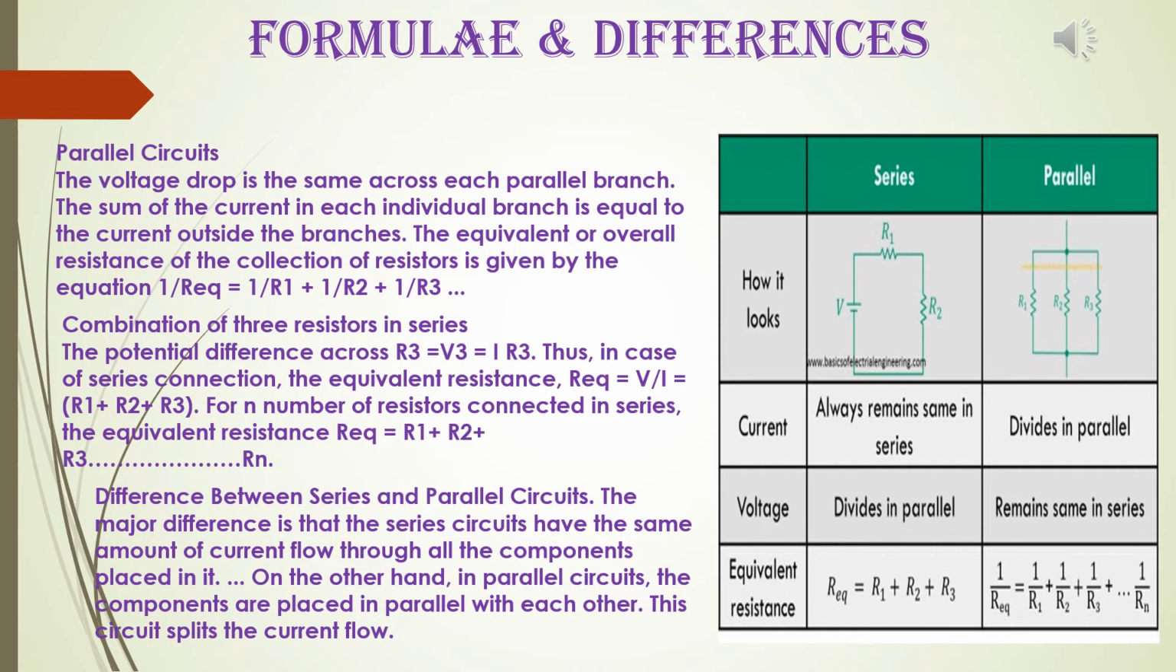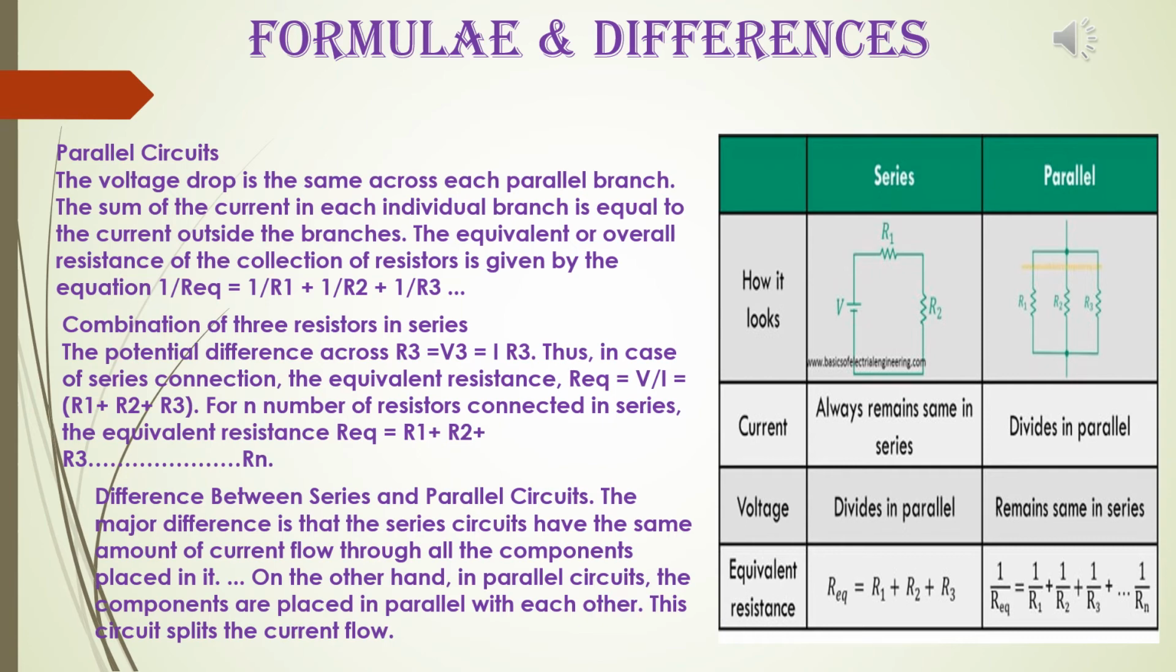So combination of these resistors in series, that means in series combination, the potential difference across R3 is V3 is equal to I into R3. Thus, in case of series connection, the equivalent resistance, that means R is equal to V by I, that is R1 plus R2 plus R3. For n number of resistors connected in series, the equivalent resistance R is equal to R1 plus R2 plus R3 like this till Rn, where n is an unknown number.